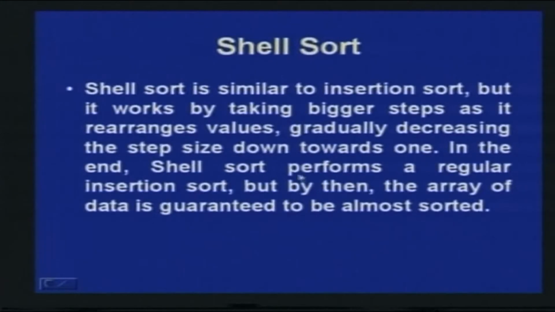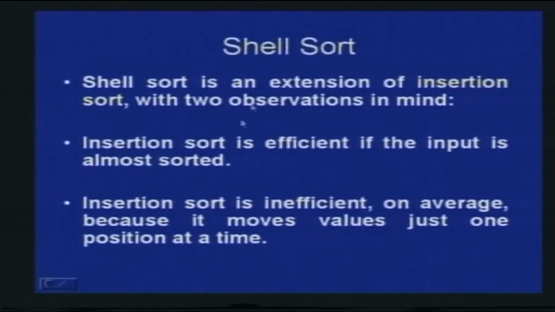In the end, shell sort performs a regular insertion sort, but by then the array of data is guaranteed to be almost sorted. I will just repeat this. What we are doing is, we said that insertion sort is efficient if the input is almost sorted. So what shell sort does is, it takes bigger steps and does an insertion sort till you come to a position where you are doing it with step 1, but by that time the input is almost sorted. So this way you are getting the efficiency.